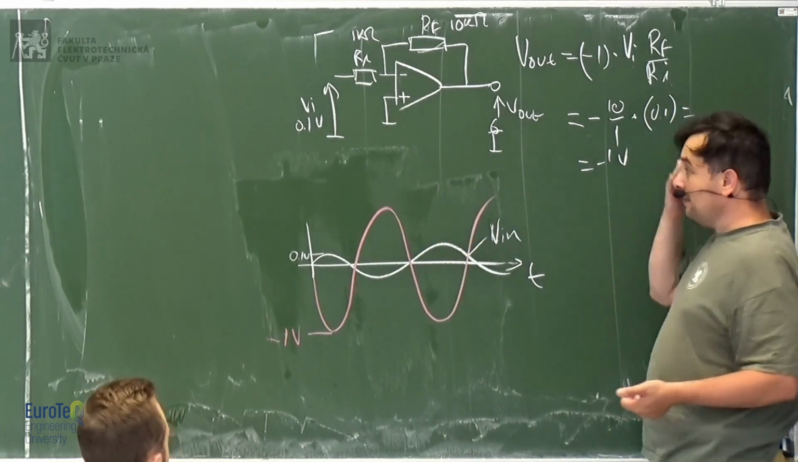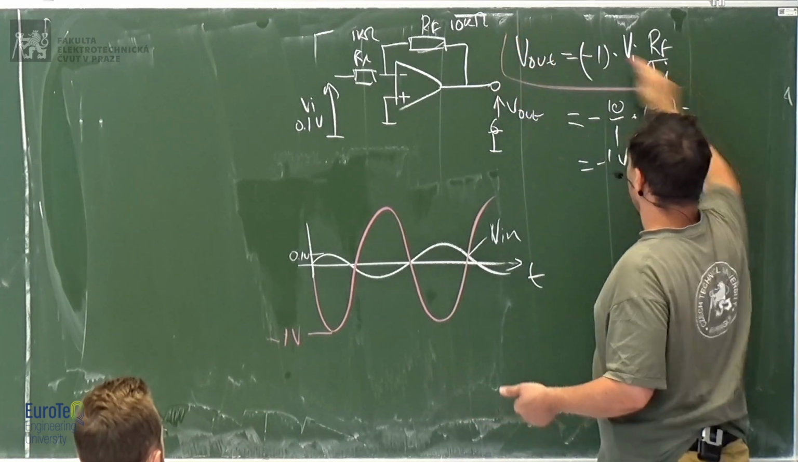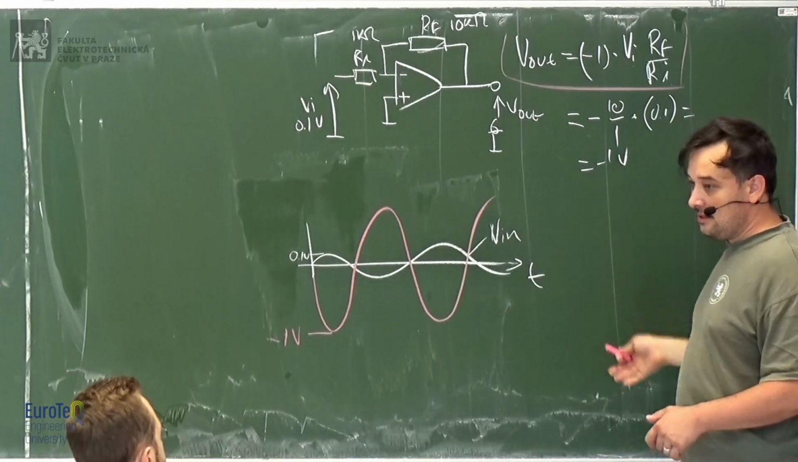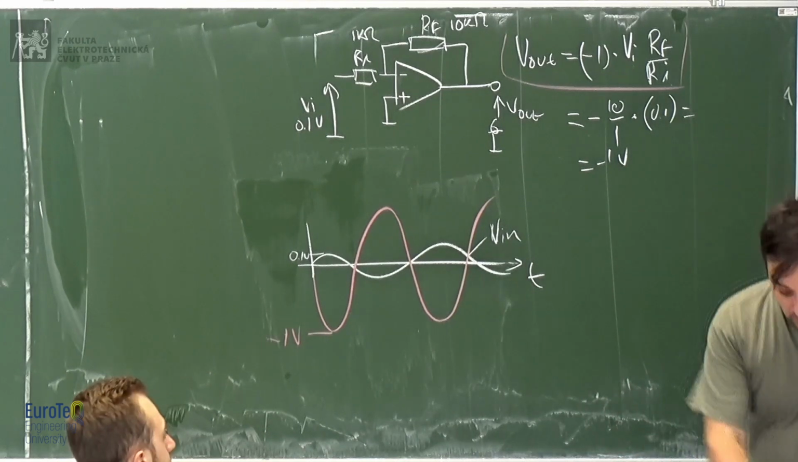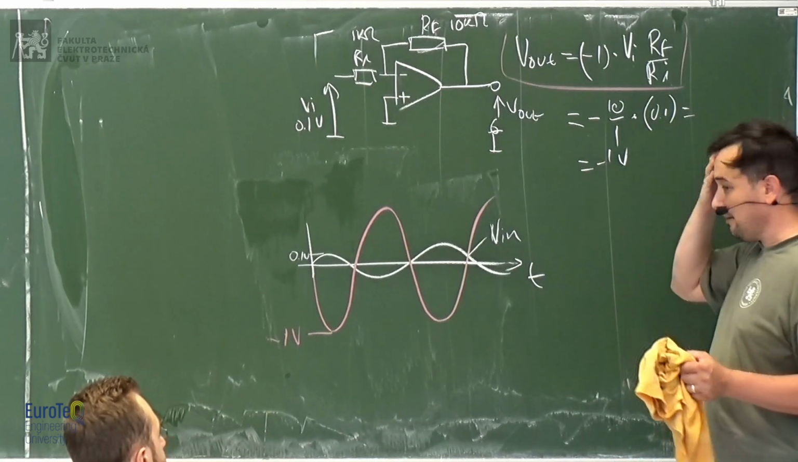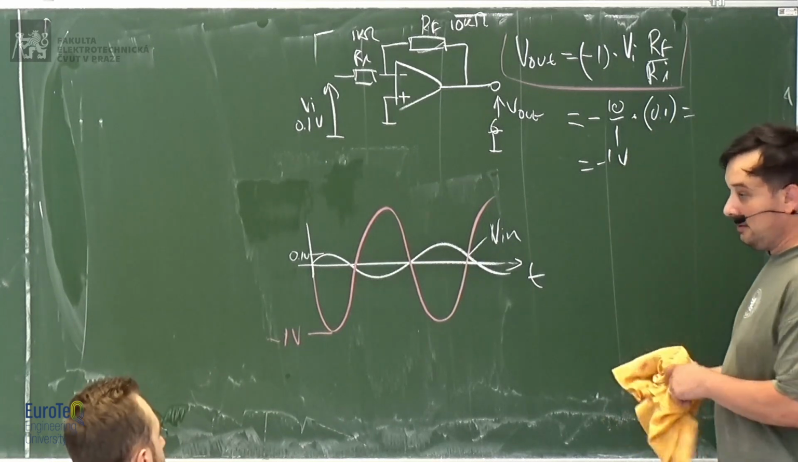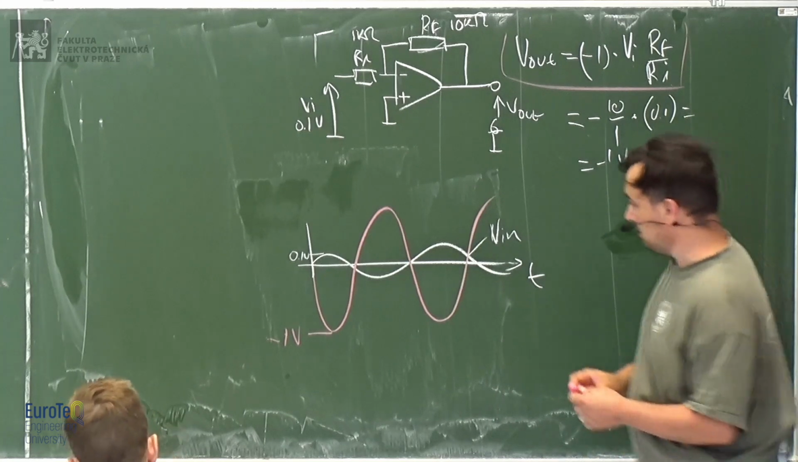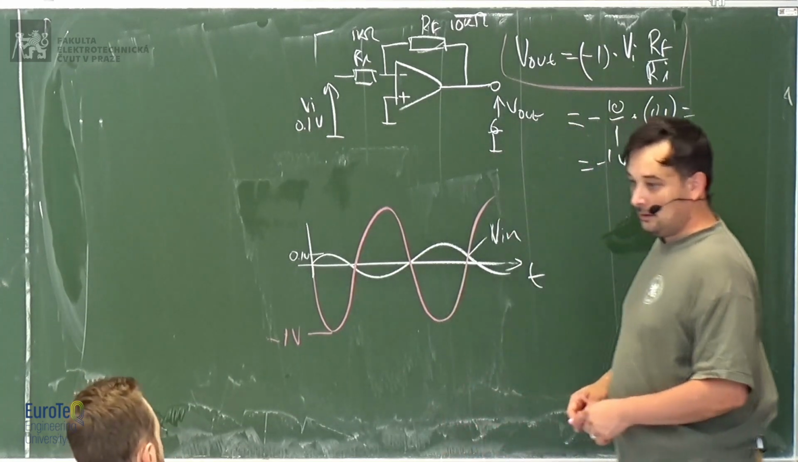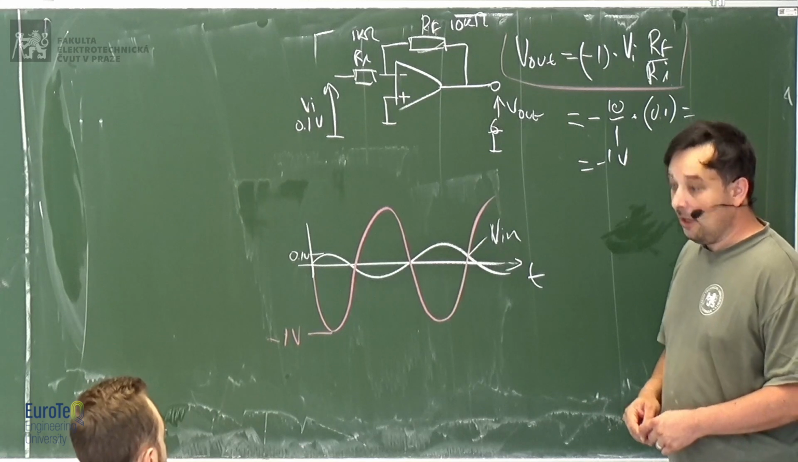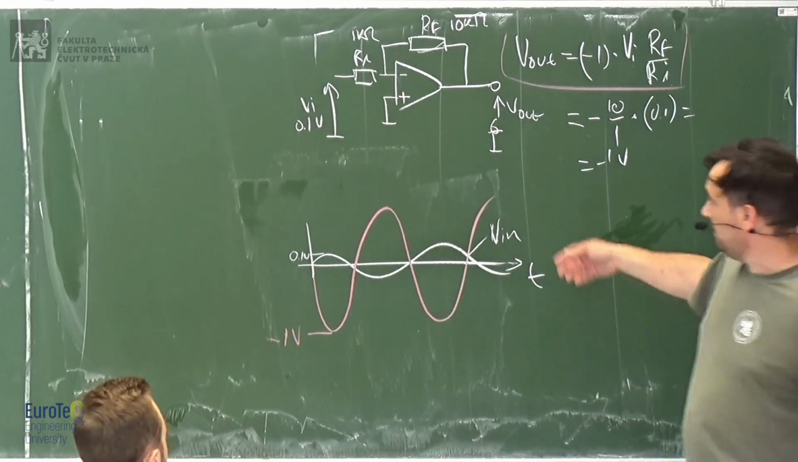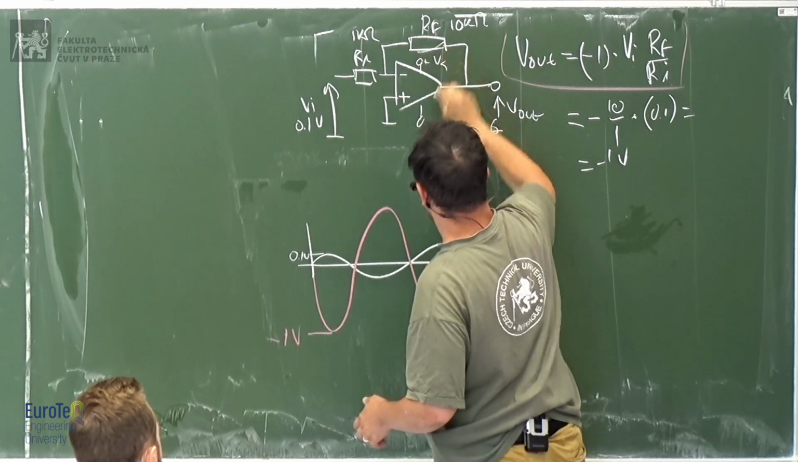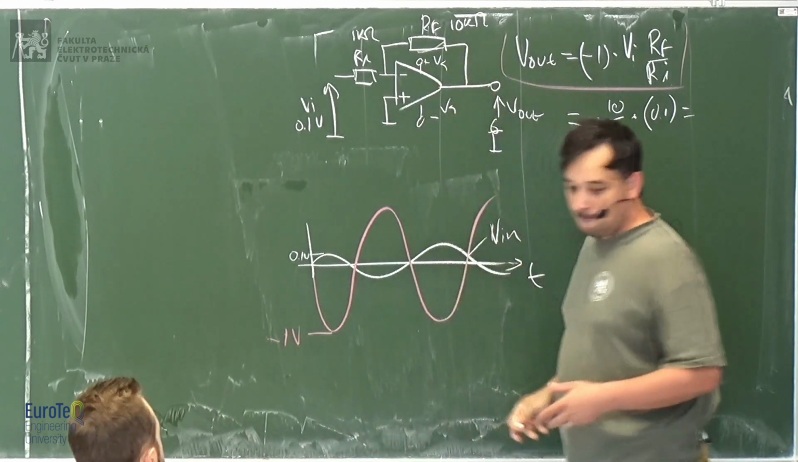This means that this equation holds in any condition, DC or AC, of course, as long as the bandwidth is respected. If we don't go over the bandwidth, otherwise it will start dropping. Yes, and if we don't go past the rail voltage of the op-amp. I forgot to say that you have here plus Vs and negative Vs.